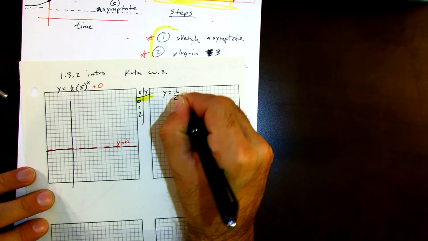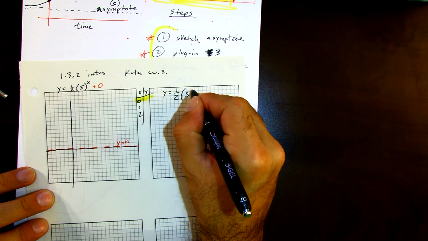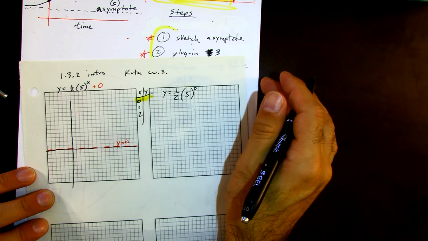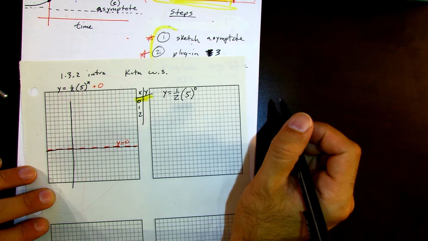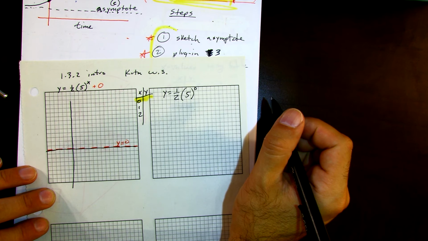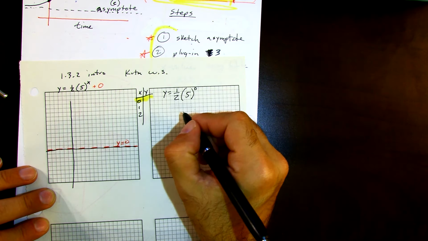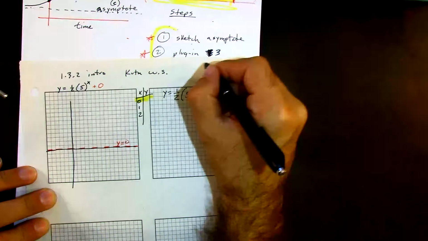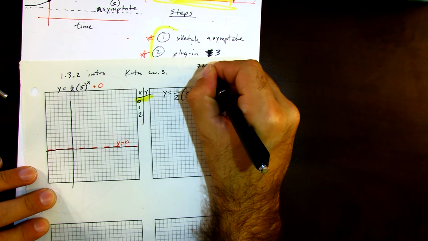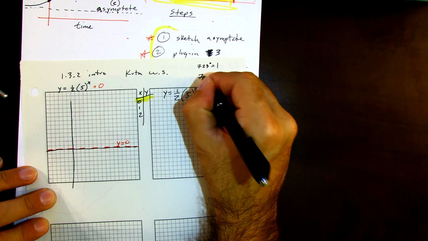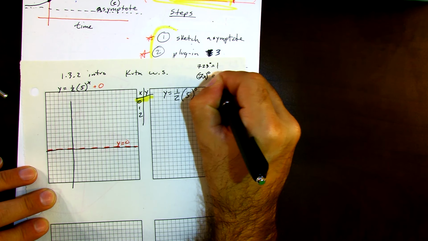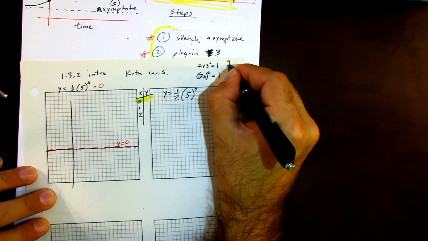Y is equal to 1/2 times 5 to the 0, plus 0, but I don't need to add that plus 0 out here. That was just to help me find the asymptote. Okay, now anything to the 0 power. Let's see what we have. 723 to the 0 power is 1. Even like variables, 7x, if the whole thing is to the 0 power, that's 1.